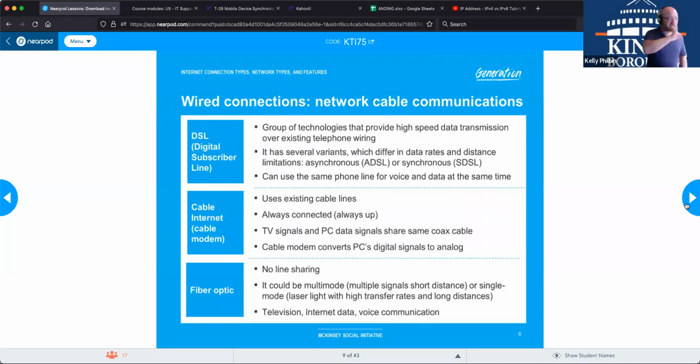Now, data usage was broken up into either asynchronous or synchronous data usage. So you have an asynchronous digital subscriber line and a synchronous digital subscriber line. Does anybody know, based on the name, what you would assume the difference was in these two? Somebody want to take a guess? Nobody wants to guess? Oh, okay.